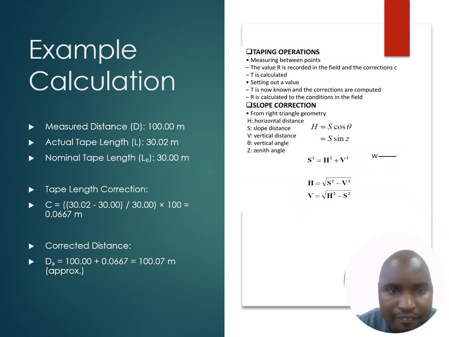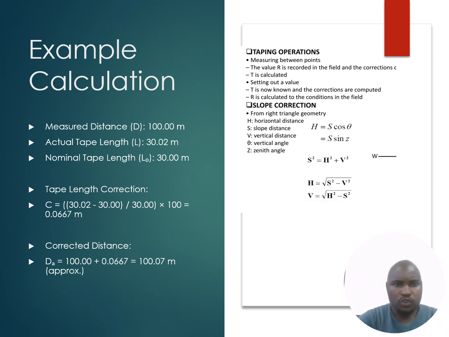Here we have examples of the calculations. We have measurement distance, actual tape length and nominal tape length. For the measurement distance we have 100 meters, the actual tape length is 30.02 meters, and the nominal tape length is 30.00 meters.